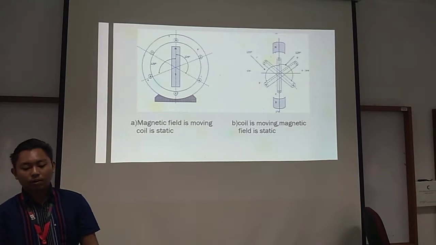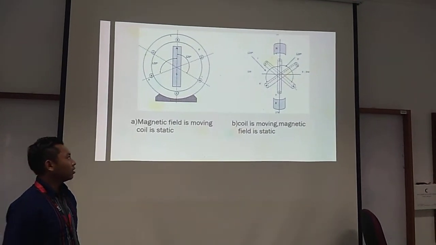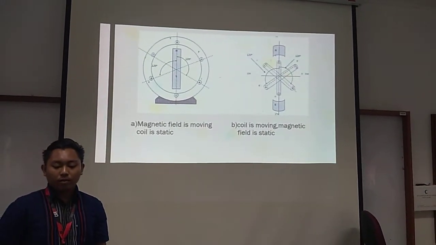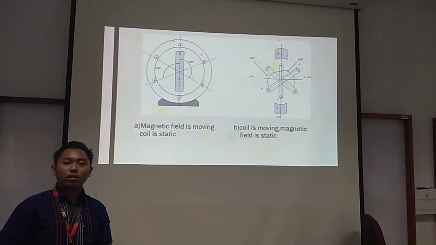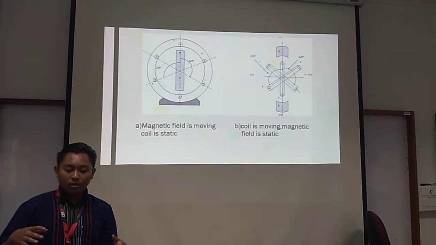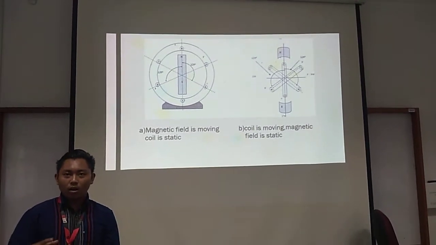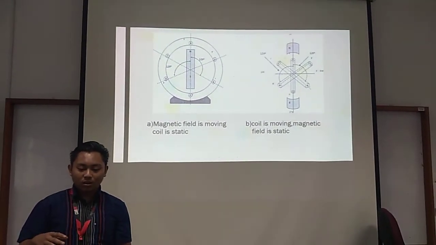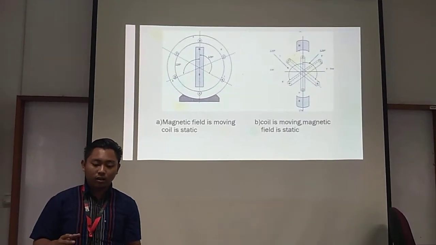This is the magnetic field moving, the coil is static. Or the coil is moving, the magnetic field is static, but it is the same magnetic coil, rotation 120 degrees.